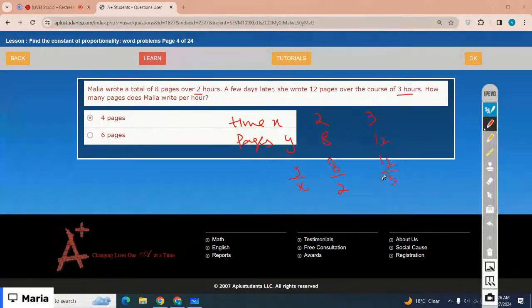So which is the correct option? 4 it is. 2 times 4 is 8 and 3 times 4 is 12. The correct option is 4, not 6. The correct option is 4 pages. Got it?